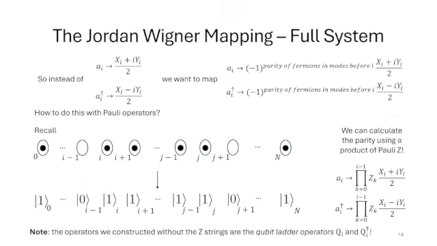Note that the operators that we constructed without the Z-string, so these operators here on the left, our first attempt at representing the ladder operators, are often called the qubit ladder operators because they perform the same action on the qubits, up to the anticommutation relations that are characteristic of fermions.